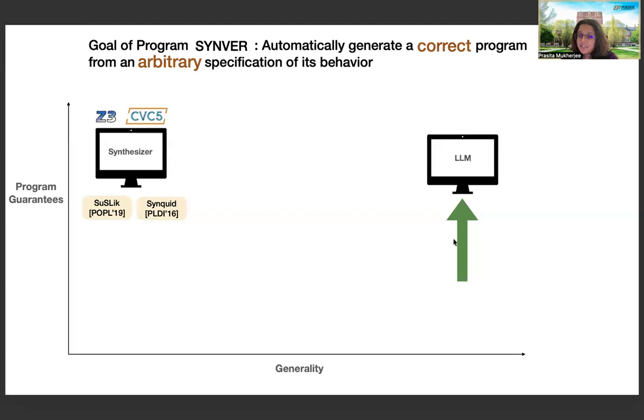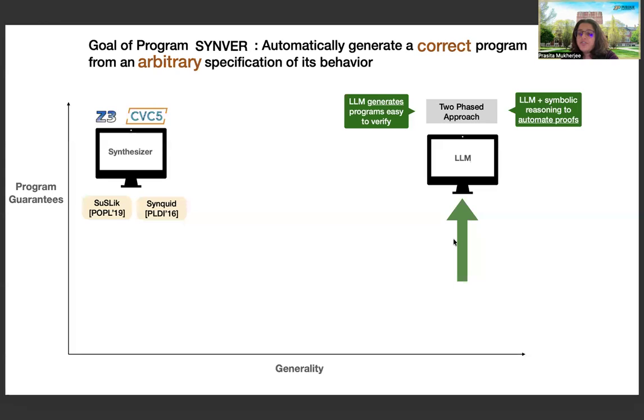It tends to automatically generate a correct program that provides full functional correctness of its behavior for a diverse set of specifications. And it does so with a two-phased approach. The first phase being the generation phase, where a coder LLM is prompted to generate programs, and those programs are amenable to automated reasoning. The second phase, or the verification phase, involves another LLM, which is the prover LLM, in combination with our symbolic reasoning engine to automate proofs of this nature.